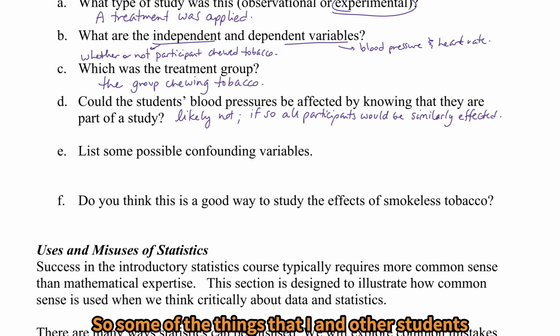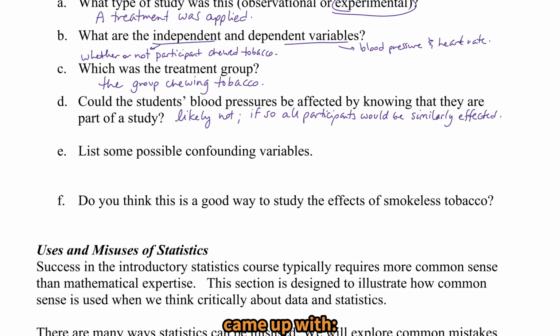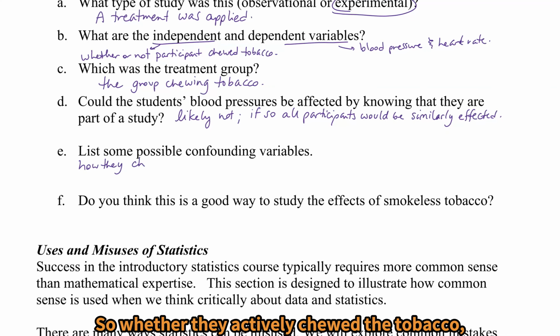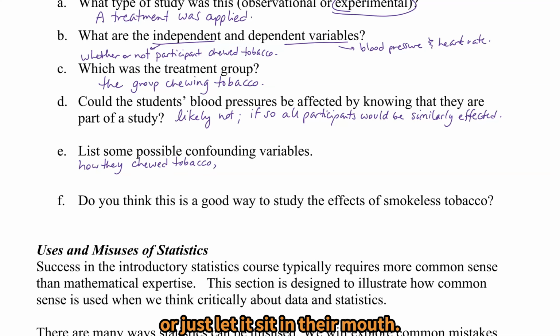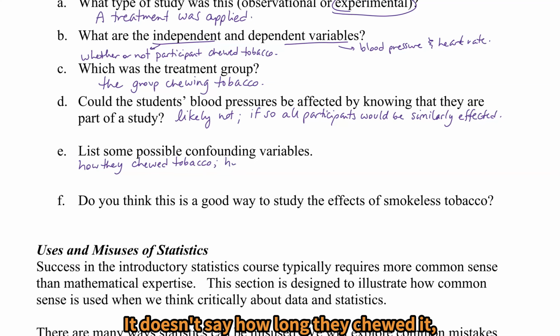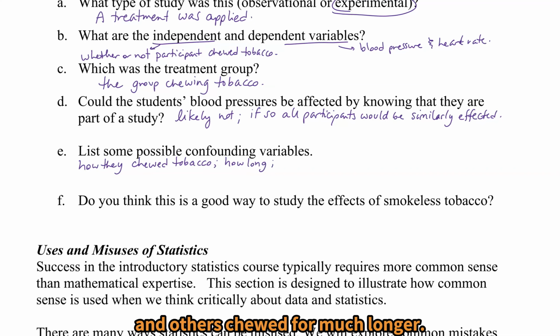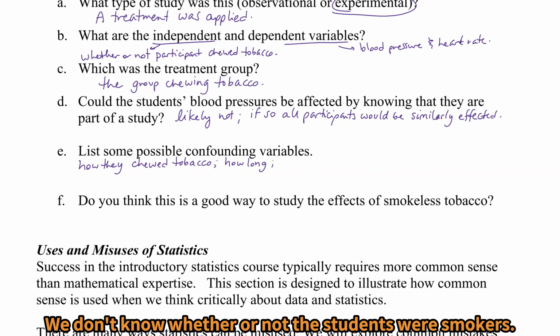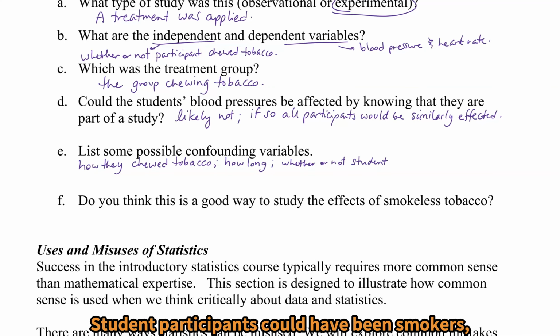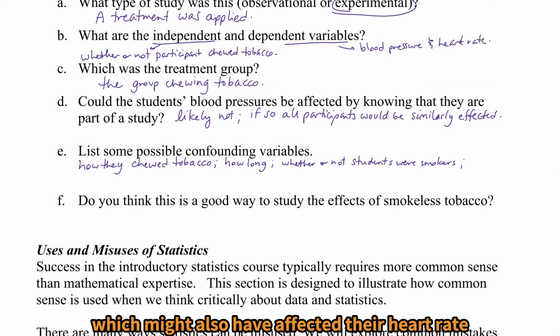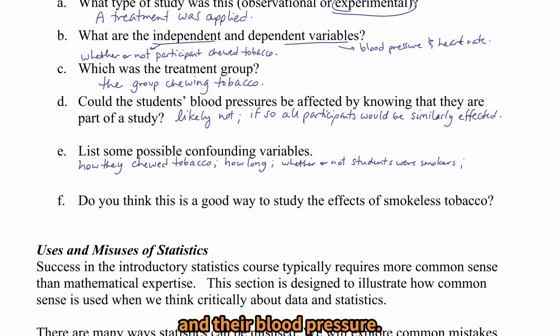So some of the things that I and other students came up with: how they chewed the tobacco, so whether they actively chewed the tobacco or just let it sit in their mouth. How long they chewed it. It doesn't say how long they chewed it, but maybe some of them chewed it for a little while and others chewed it for much longer. We don't know whether or not the students were smokers. The student participants could have been smokers, which might also have affected their heart rate and their blood pressure.